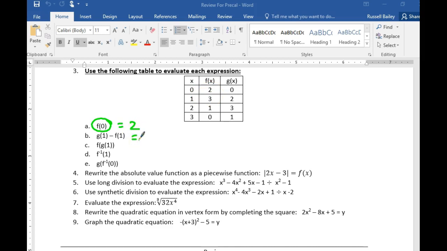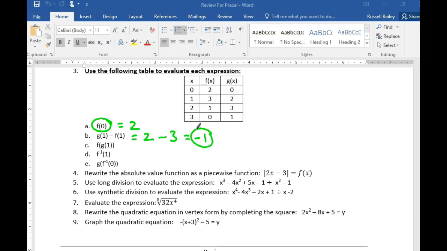For part B, they want g of 1 minus f of 1. So first of all, let's find out what g of 1 is. So we find where x equals 1, and we look at the g value, that's 2. So that's what g of 1 is. And then we're going to find f of 1. Find the x value, and the f value is 3. So 2 minus 3 would be -1 is the final answer there.